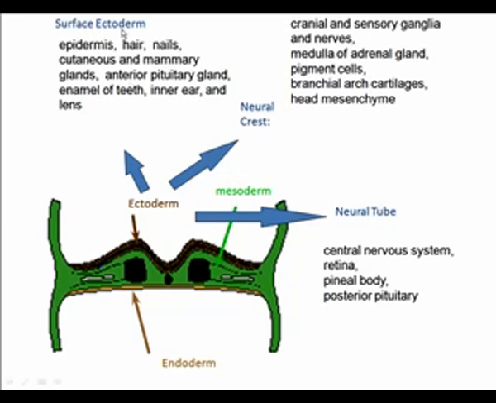When we talk about the ectoderm, then the ectoderm will form three sets of structures, both the surface ectoderm structures, things like the epidermis, hair, nails, etc., including things like the anterior pituitary gland and enamel of the teeth. The neural crest cells will form things like sensory and cranial ganglia, cells of the adrenal medulla, and other structures. And the neural tube cells are going to form the cells of the central nervous system, the retina, the pineal, and the posterior pituitary. And this is the part of the course which we'll be starting at during every lecture. So we'll be talking a lot more about this as we move on.